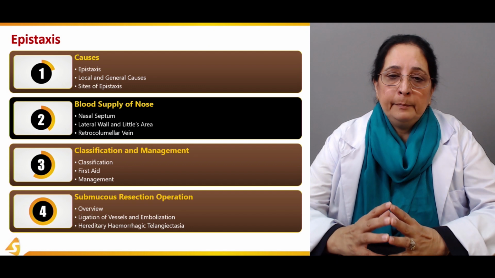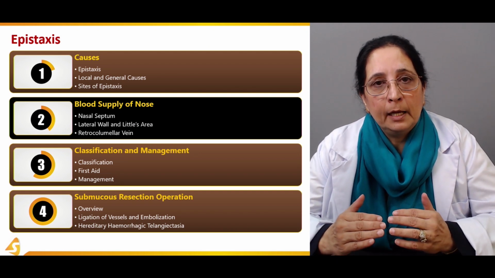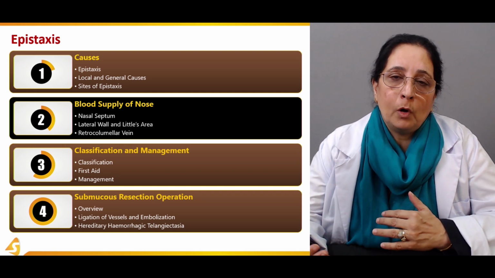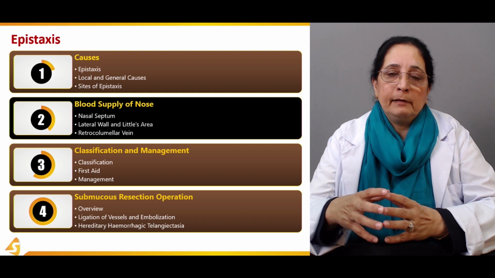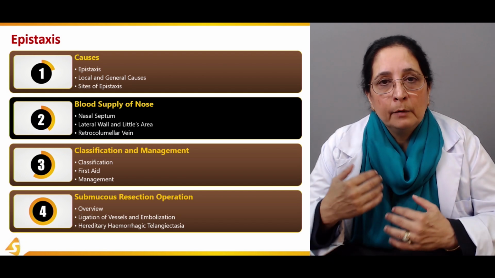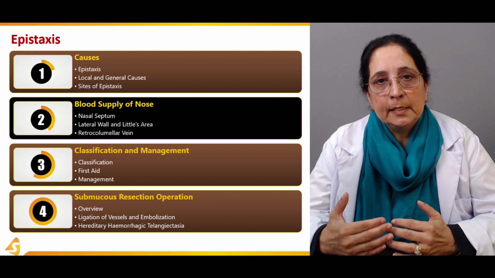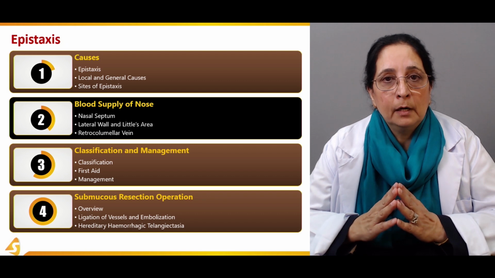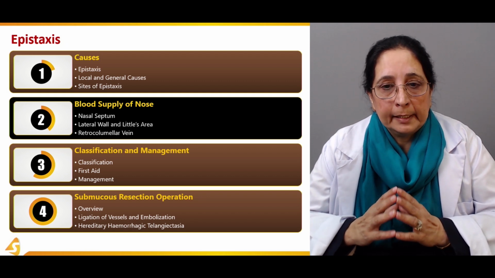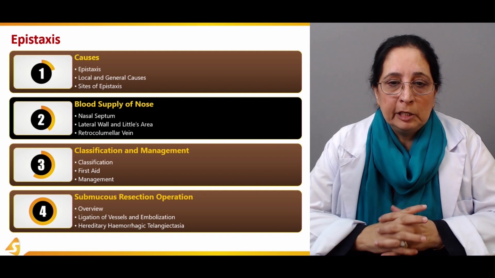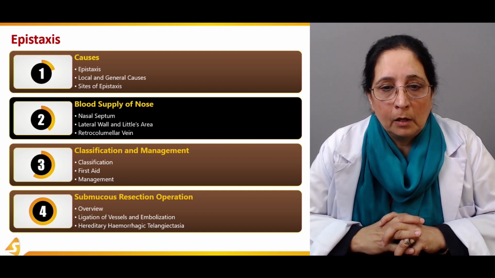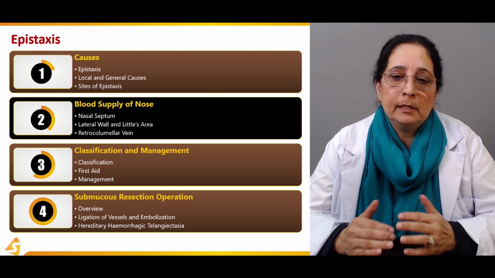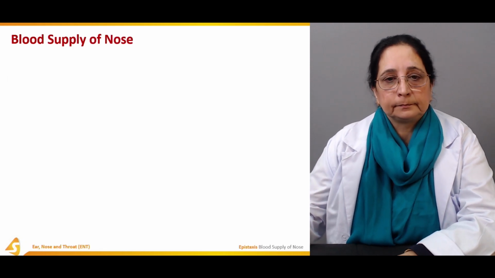In this section, we will mainly talk about the blood supply of the nasal septum, then the blood supply of the lateral wall of the nose, and at the same time we will talk about Little's area, which is the site for epistaxis in about 90% of the cases. So it's the site for epistaxis in most of the cases. Then we will talk about the retrocolumellar vein. So all these three terms we will discuss in this section.